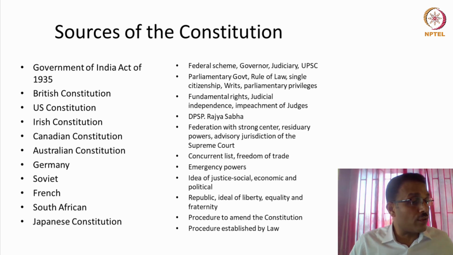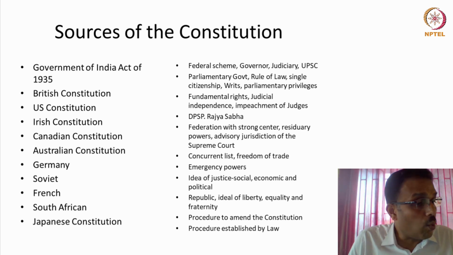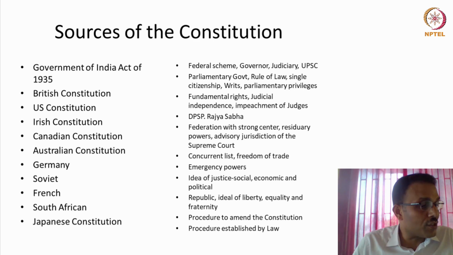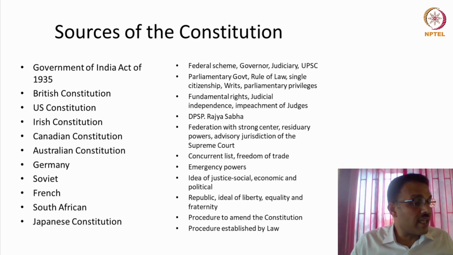And the total strength of the Constituent Assembly was nearly 389 members. And they were supposed to be elected members, but not directly though. And you will notice that there is a lot that went into who should be part of this Constituent Assembly. So it was not that easy.